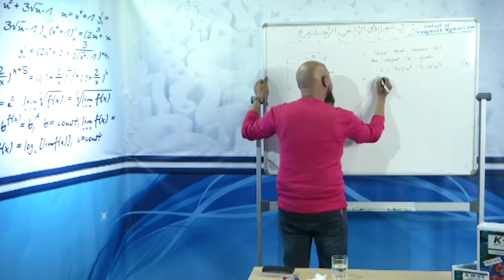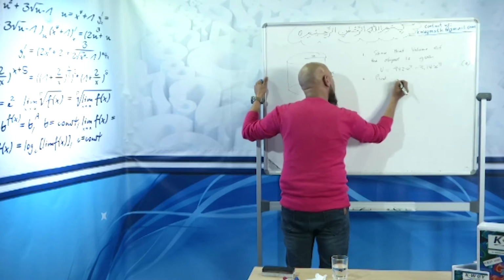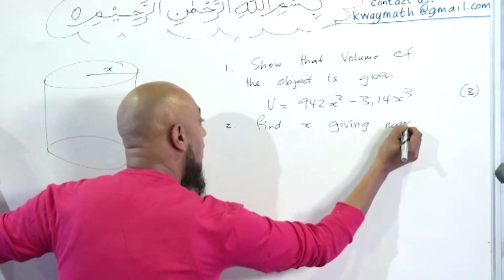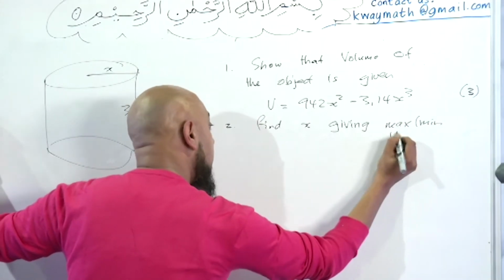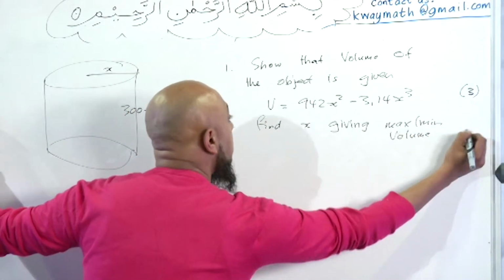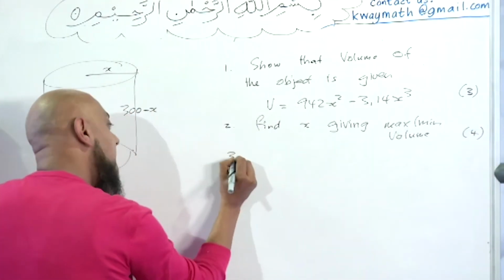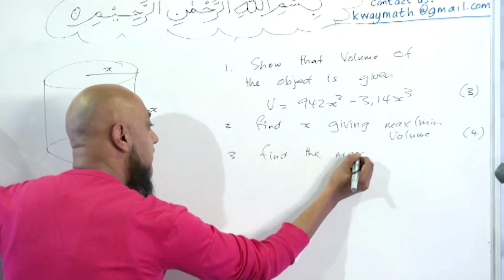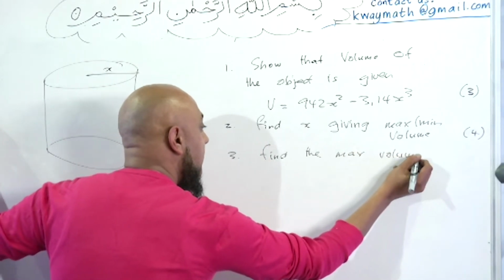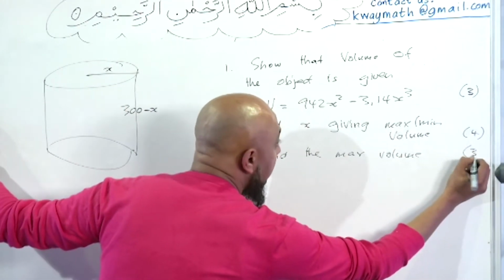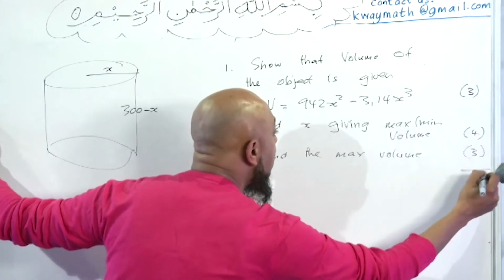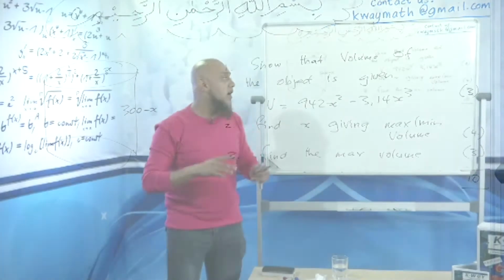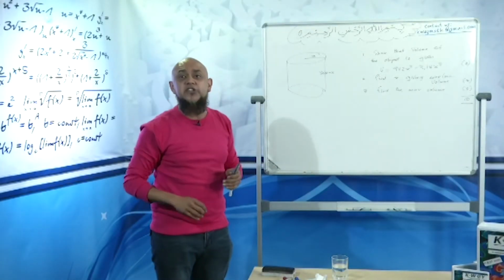Question number 2. Find x giving maximum or minimum volume. That will be another 4 marks. And the last one, find the maximum volume of the object. And that's another 3 marks. 4 and 3, 7, and 3 on the dot, 10 marks. Okay? Now, generally this is the style in which the questions will ask.